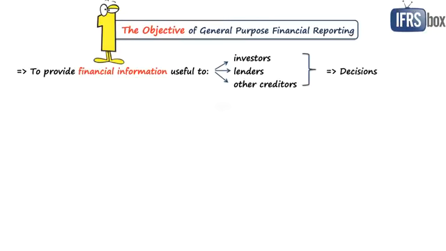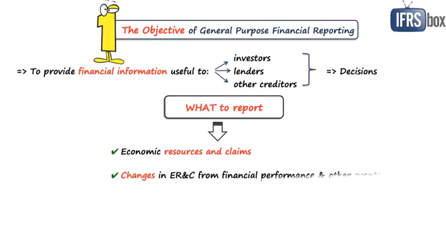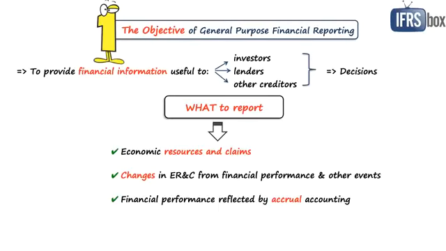So what financial information shall be reported in the general purpose reports? Well, note that we are not talking about the financial statements yet, because they are subject to Chapter 3. So the entity shall present the information about its economic resources and claims, which is basically the financial position. Then changes in economic resources and claims resulting from the entity's financial performance and from other events. Well, financial performance shall be reflected by accrual accounting, so in the periods when the effects of the transactions occur, regardless of the related cash flows. However, information about past cash flows is very important to assess management's ability to generate future cash flows.